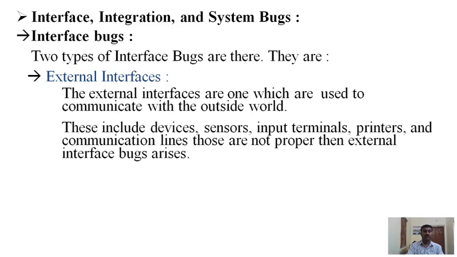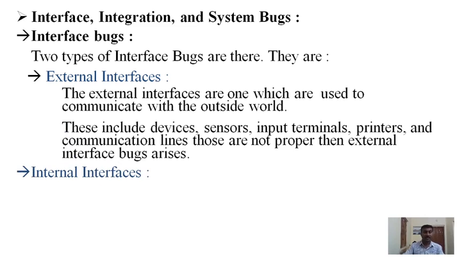The outside world includes devices, sensors, input terminals, printers, and communication links. These all come under external devices. If you want to communicate with these devices, you require external interfaces. If those are not proper, then automatically external interface bugs arise. If the external interfaces do not work properly, then external interface bugs arise. So this is the concept of external interface bugs.